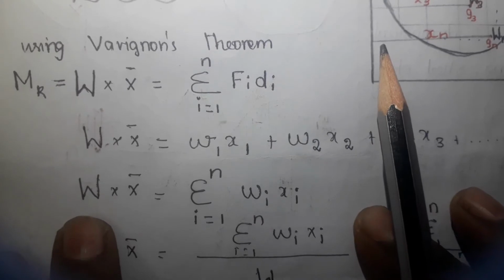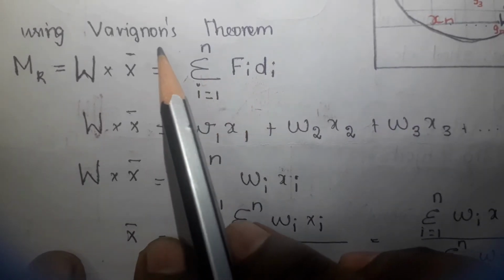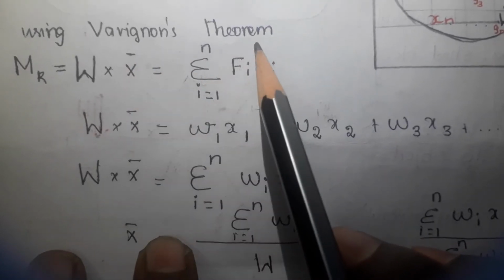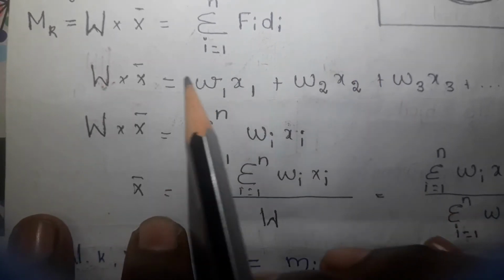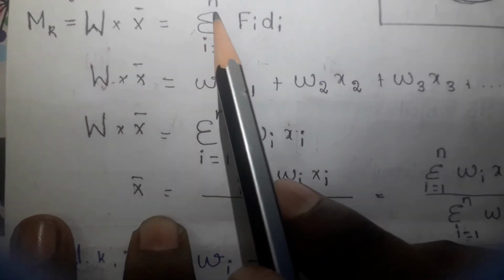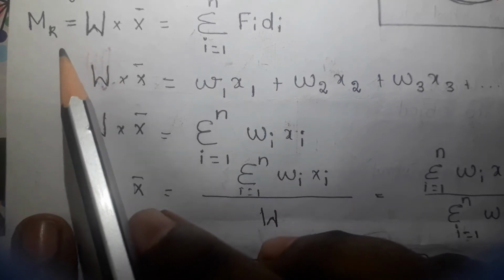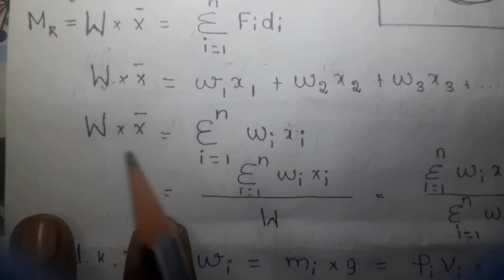And in my previous video, I told that the Varignon theorem is going to play an important role. Varignon theorem says that the moment due to the resultant is equal to the summation of the moments of individual forces. Okay. Now you have to know the resultant, where the resultant comes into the picture.